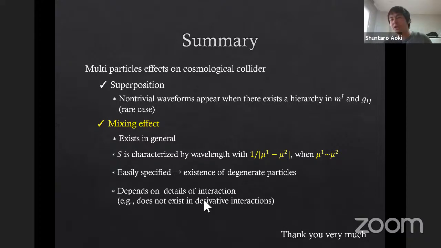Implicitly, we assumed non-derivative coupling here. But actually, in the paper, we also studied the derivative coupling. But in that case, we found this kind of mixing effect disappears. So the interaction is very important, and our result at this stage depends on the details of the interaction.